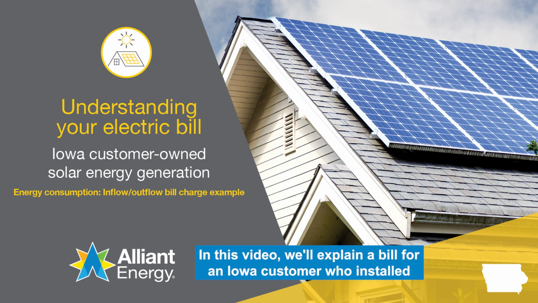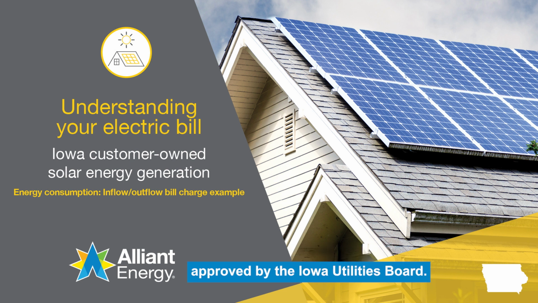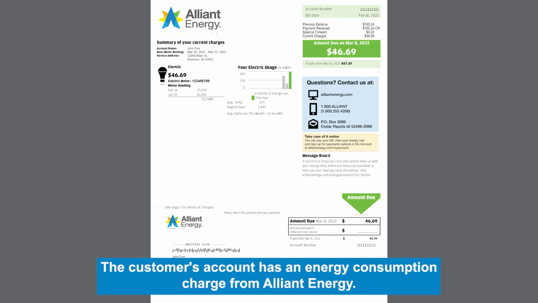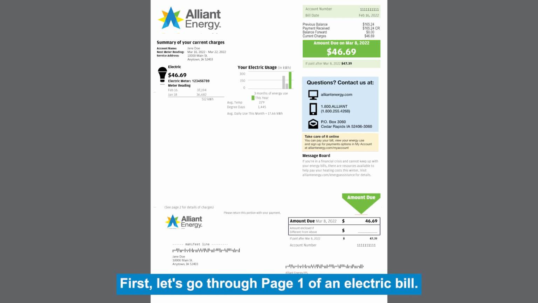In this video, we'll explain a bill for an Iowa customer who installed a residential solar system under the Inflow Outflow tariff approved by the Iowa Utilities Board. In this example, the customer consumed more electricity than their solar system produced. The customer's account has an energy consumption charge from Alliant Energy. First, let's go through page 1 of an electric bill.